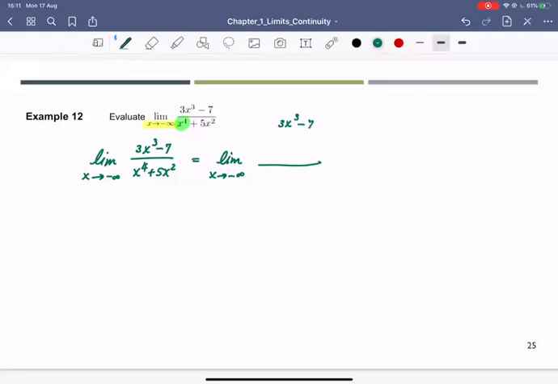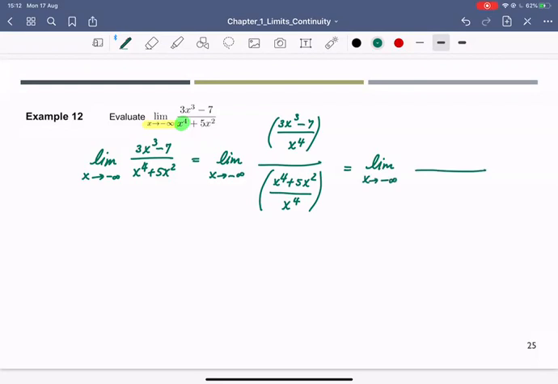3x cubed minus 7 over x to the 4th power, x to the 4th power minus 5x squared over x to the 4th power. And then after that, I simplify. The first term on the top is going to be 3 over x minus 7 over x to the 4th power, right? Because I just split it. And then in the denominator, I have 1 plus 5 over x cubed.